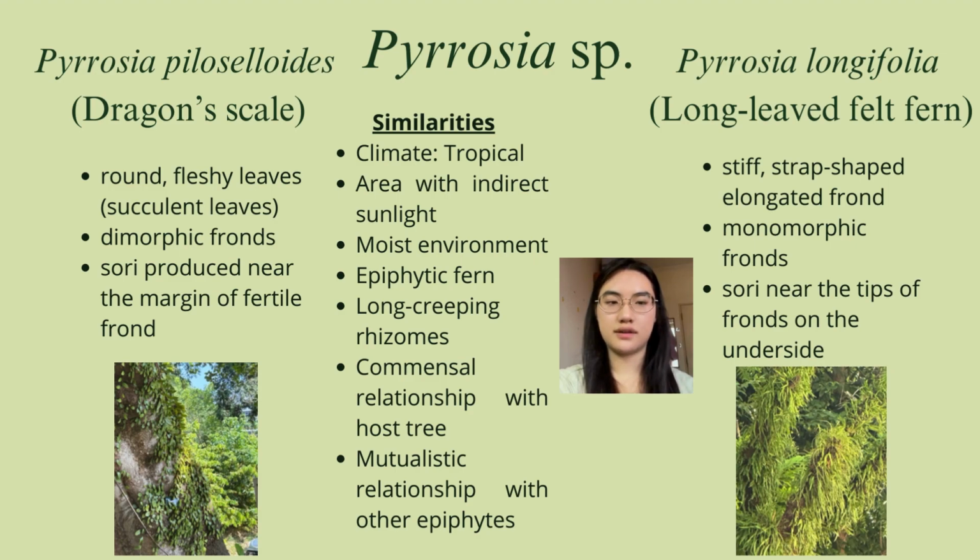Dimorphic fronds, with sori produced near the margins of fertile fronds. Long-leaf fern has a stem-like stipe, elongated monomorphic fronds, with sori near the tips of the fronds on the underside.